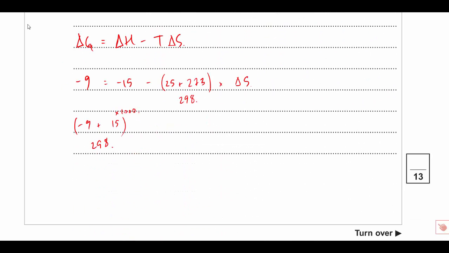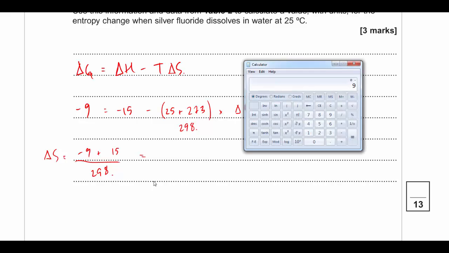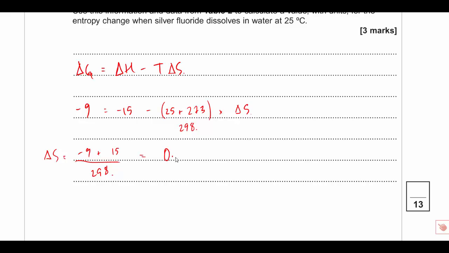I'll do it the right way here, and I'll undo what I've done there and just work through. So I'm actually going to leave that as it is at this point, and that's going to give us our delta S. It's a bit of working out on that one. -9 add 15 divided by 298, 0.02. Bear in mind that's 0.02 kilojoules per mole, because obviously we're doing all our values here in kilojoules.